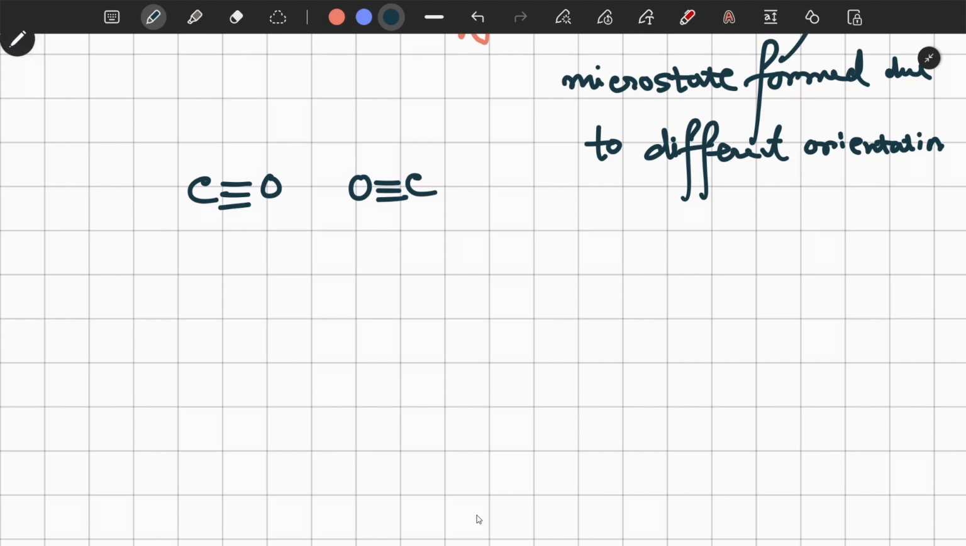If there are two orientations, then obviously the entropy will be residual. Residual entropy will be KB ln 2. But okay, you don't need to solve it. It's KB ln 2, and I remember it. And if it is for molar, then you have to multiply it with NA. Correct? NA. Then it will be R ln 2.